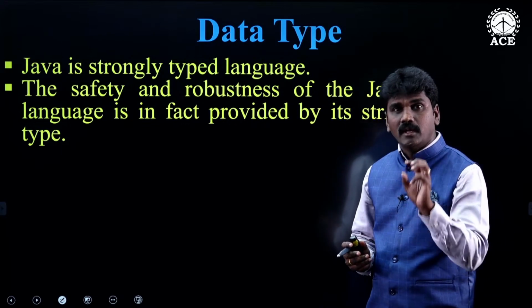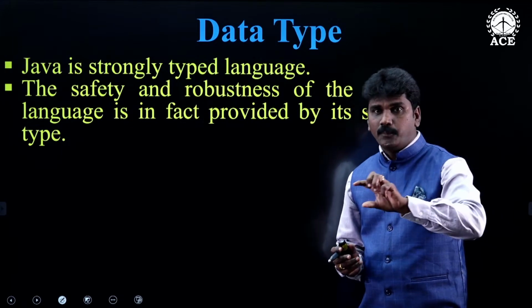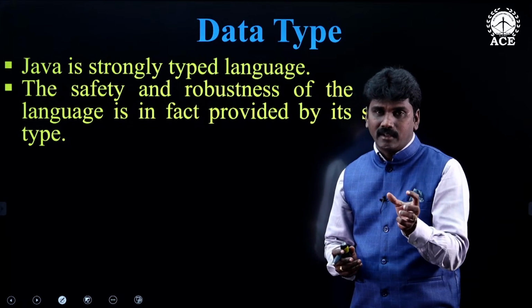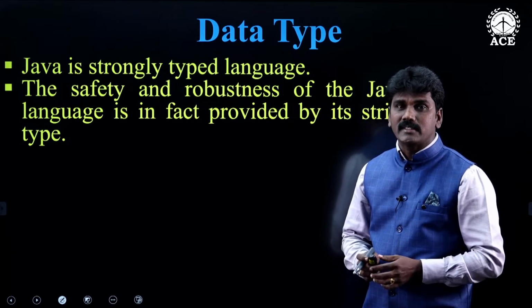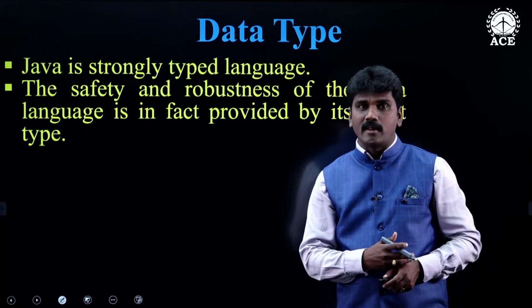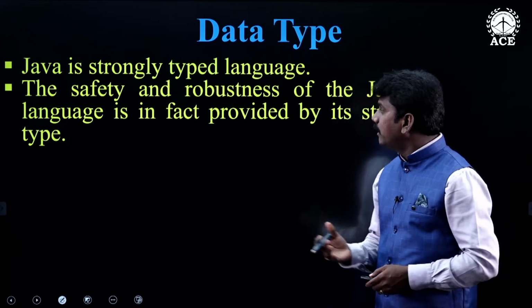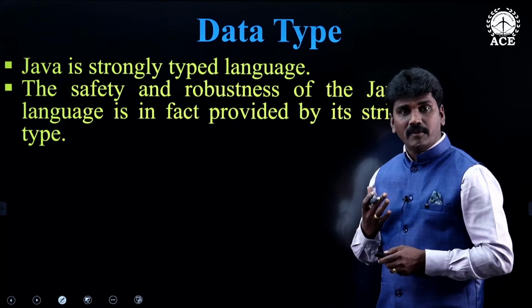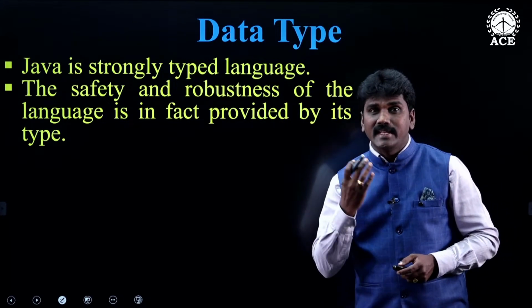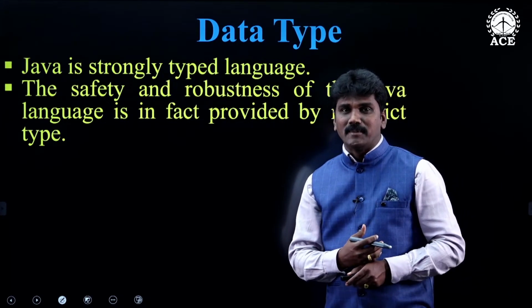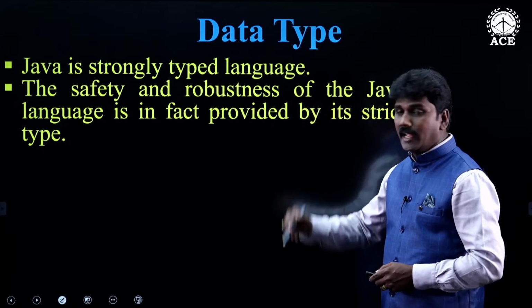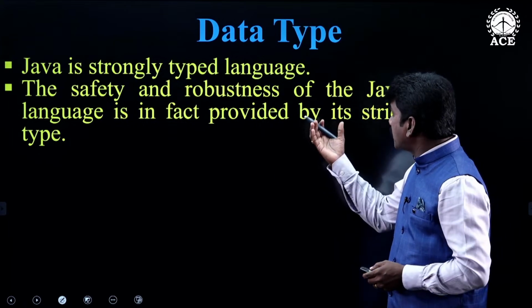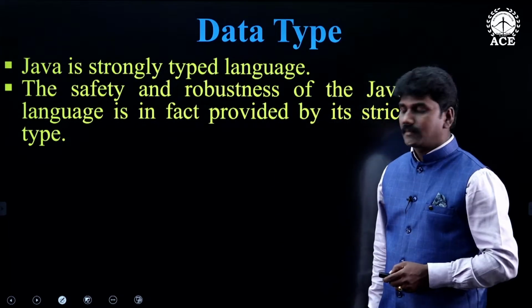If the declared type and the value provided to that particular variable are different, in that case it is going to give us a compile time error. So we have to be very careful while assigning values to the variables, right? So data types are strongly typed. Second one, data types are strict, right?